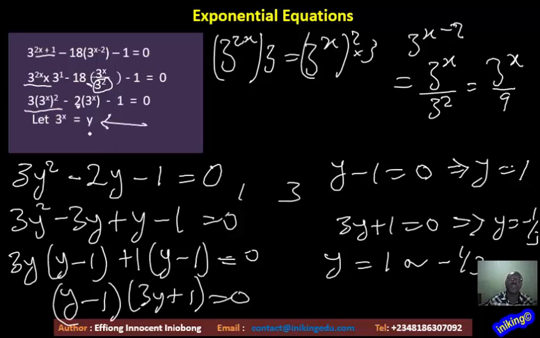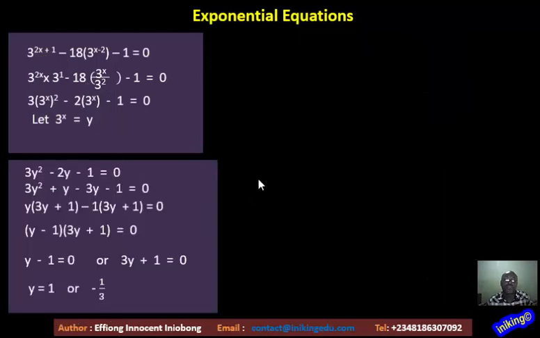But here we have that our y is the same thing as 3 raised to power x. So we'll look at when y is 1, what will be x? And when y is minus 1 over 3, what will be x? Let's look at that. We have y equals 1 or minus 1 over 3. So the next thing is we know that y is the same thing as 3 raised to power x.